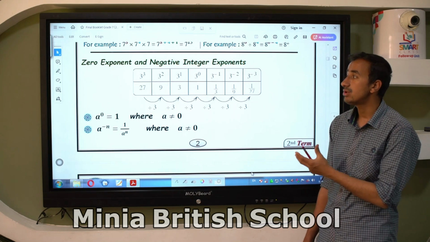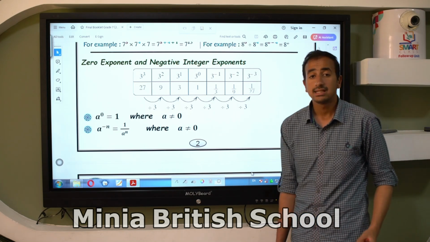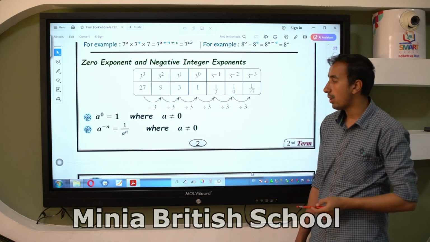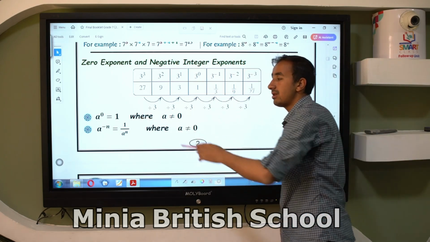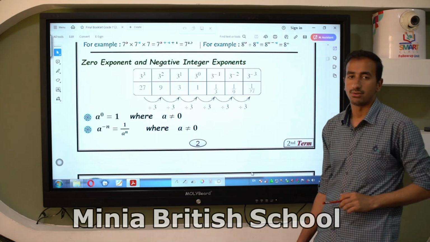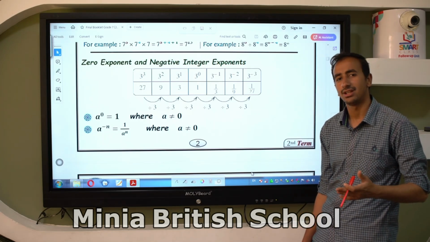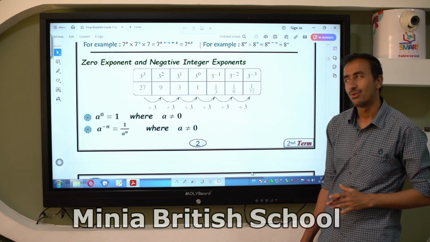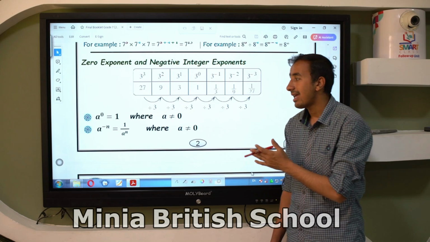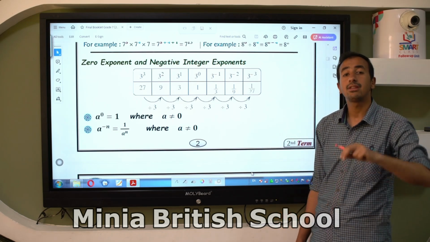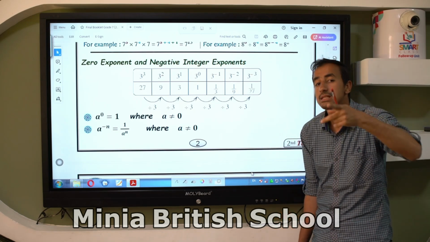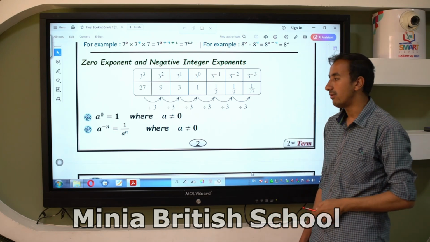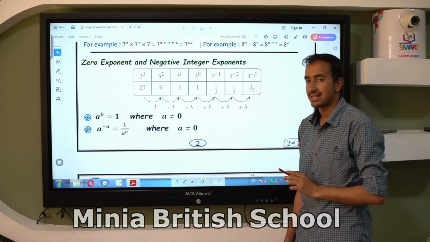We also have the zero exponent and negative integer powers. Any number raised to power 0 equals 1, except 0 power 0, which is undefined; you can understand it using limits in secondary stages. Here I have a negative power n. It is the multiplicative inverse, or reciprocal, so a power negative n equals 1 over a power n.